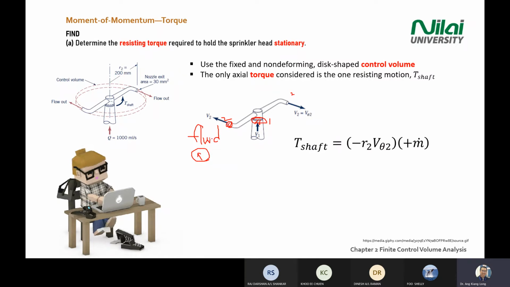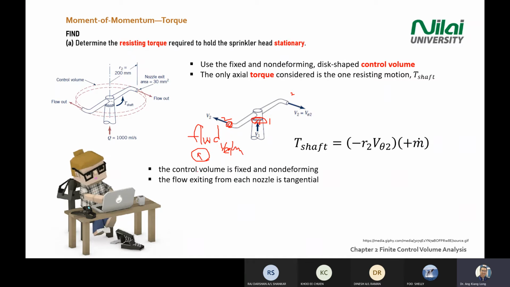Once you have the diagram by referring to the fluid velocity V, recall that we just derived the equation for T shaft. T shaft equals negative r V theta 2 times m dot. So control volume, fixed, non-deforming.